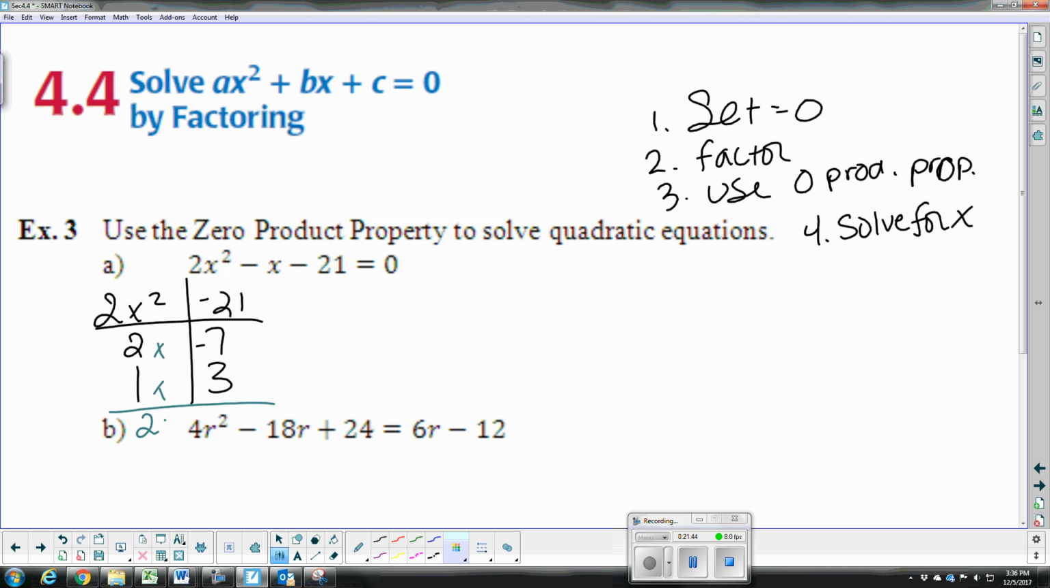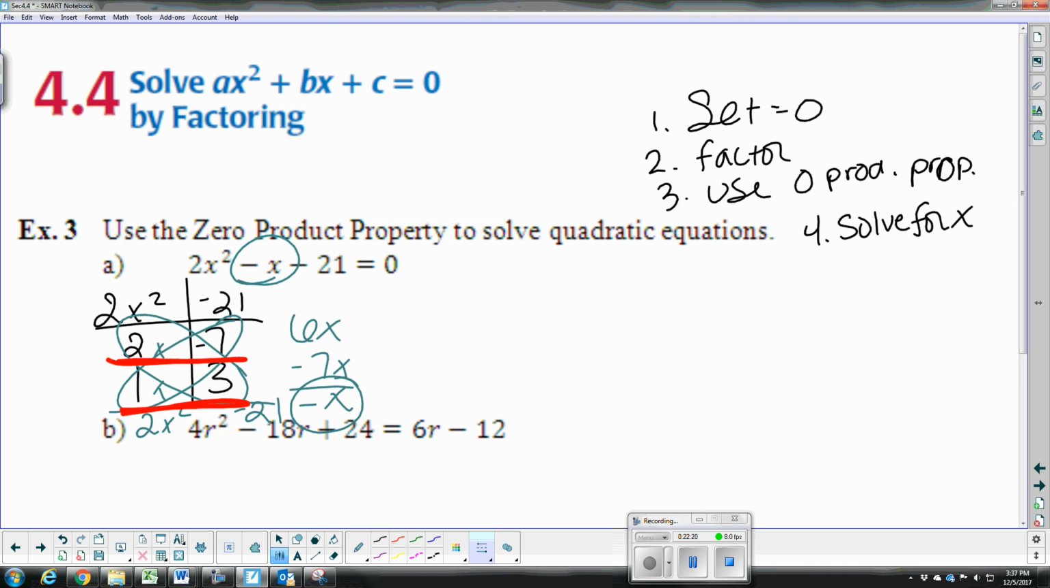2x times x is 2x squared. Negative 7 times 3 is negative 21. Now those both work. So now we can take 2x times 3, which is 6x, and negative 7 times x, which is negative 7x. If we add those together, we get negative x. That's our middle term, so that's what we want. So this is our first group, and this is our second group. So let's write it out in factor form.